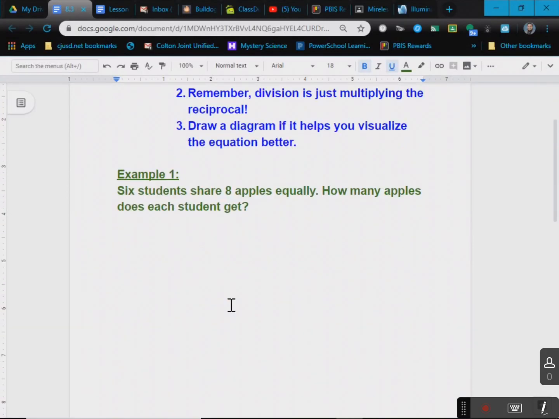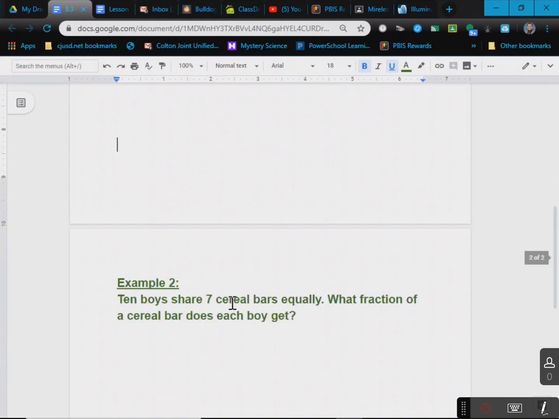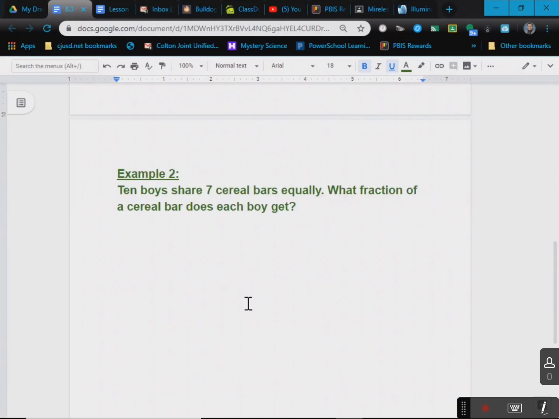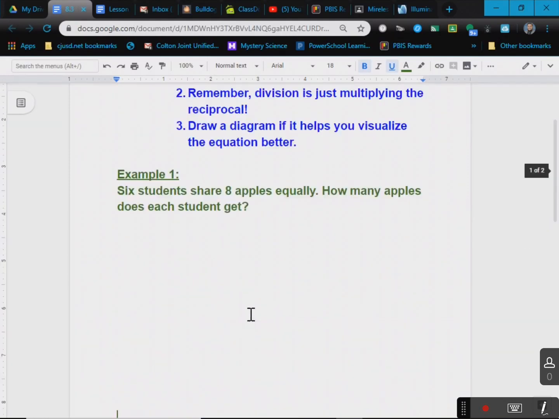Here's example 1, if you want to pause and write that. Make sure you have space. Here's example 2, if you want to pause and write that one. Alright, so let's go ahead and start with example 1.